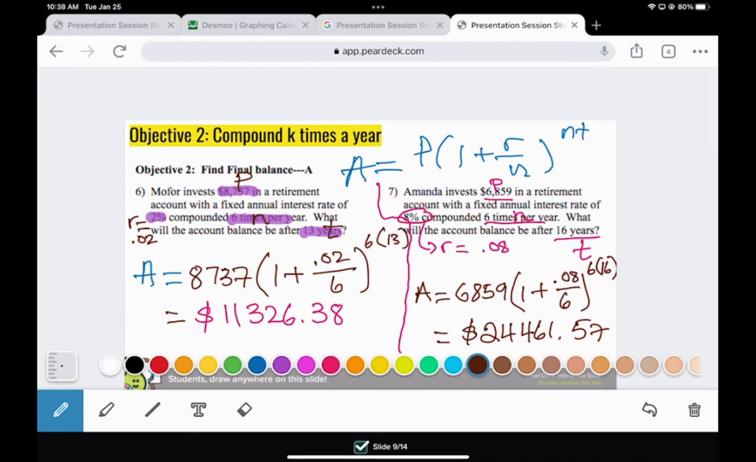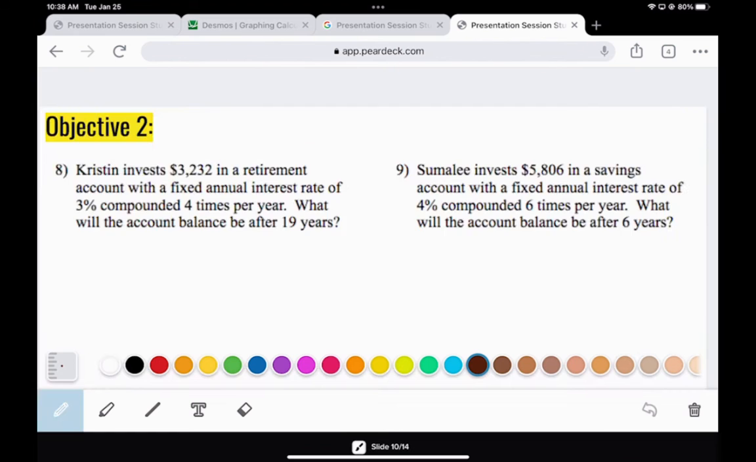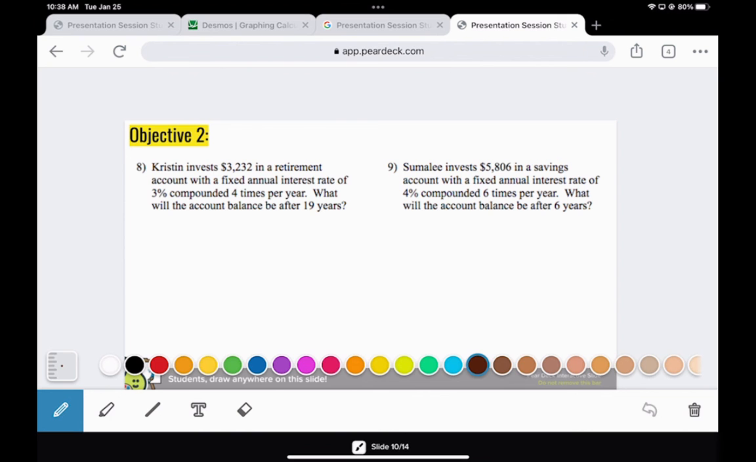Okay, I'm going to ask you to try the next problem on your own, just so that you know if you're okay or you have questions, because sometimes I ask for questions, and it looks easy when I do it, but on your own, let's see what happens. So let's do number 8.